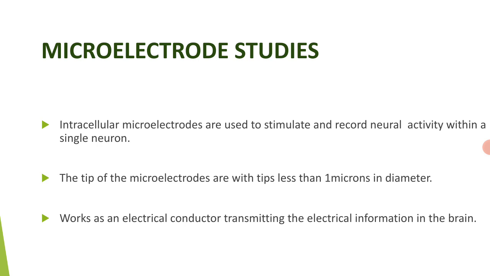Another topic is the microelectrode studies. In intracellular studies, microelectrodes are used to stimulate and record neural activity within a single neuron. So what happens in microelectrode studies? Microelectrodes are used, and these are intracellular, and intracellular means in one cell. These are used to stimulate and record neural activity within a single neuron. As I have mentioned, the microelectrodes are inserted in a single neuron to record neural activity.